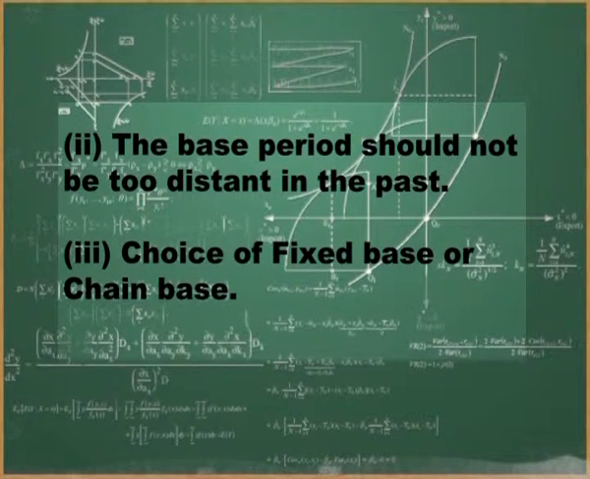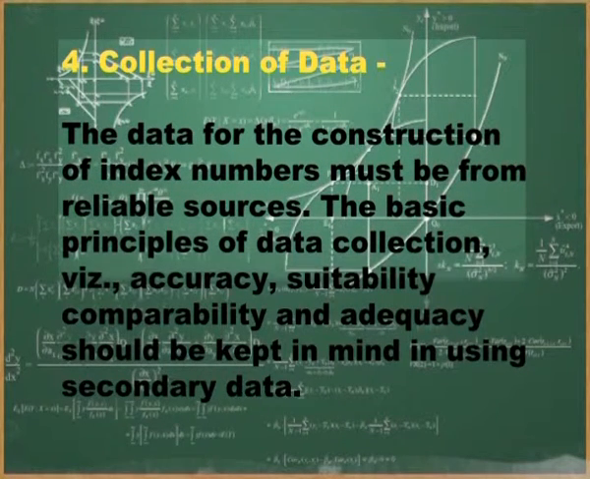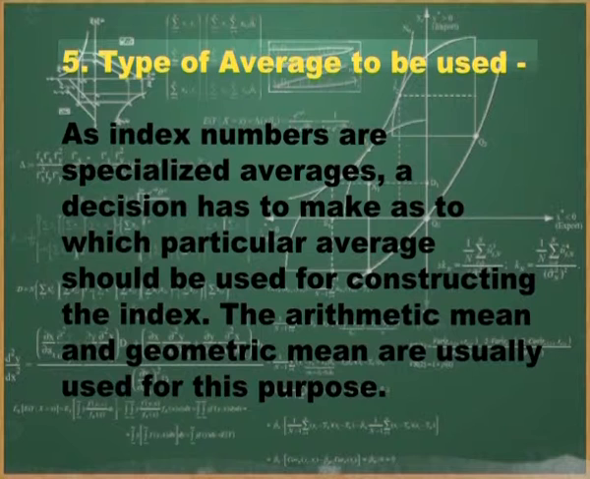Third point, choice of fixed base or chain base. Fourth one, collection of data. The data for the construction of index numbers must be from reliable sources. The basic principles of data collection, that is accuracy, suitability, comparability and adequacy, should be kept in mind in using secondary data. Let's see the fifth one, type of average to be used.